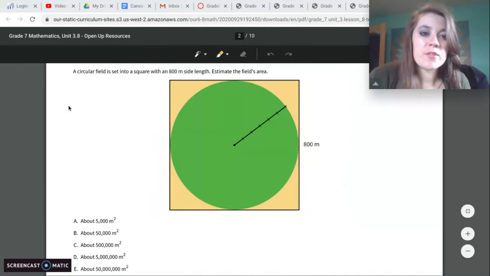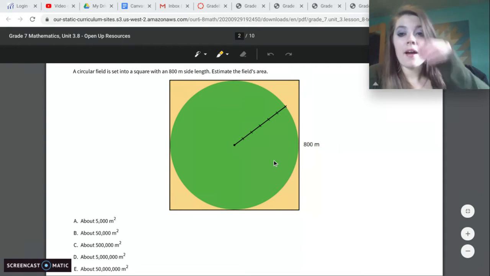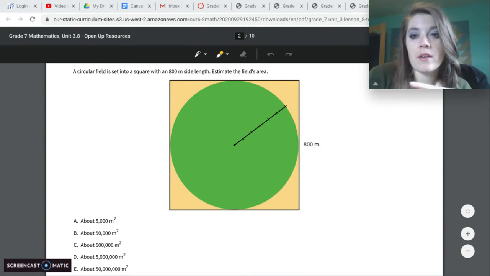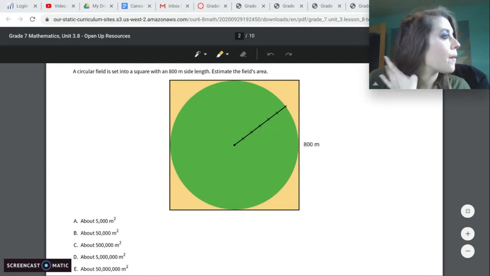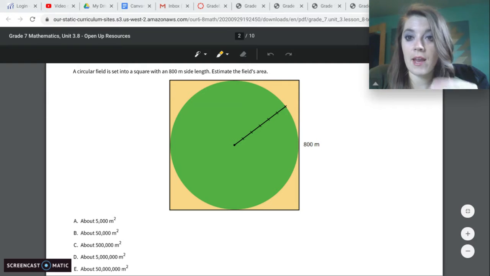All right, so for this first part, we have a circular field that's set into a square with an 800 meter side length. Estimate the field's area. Well, first of all, we're estimating. So that means we do not have to have an exact answer. We are finding an estimate or an approximation of the field's size, the area of it.